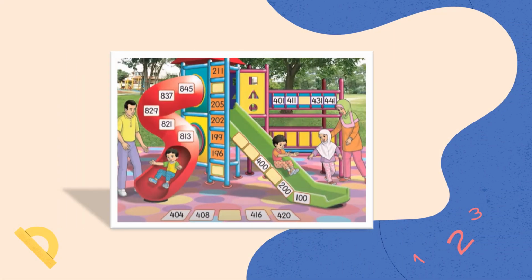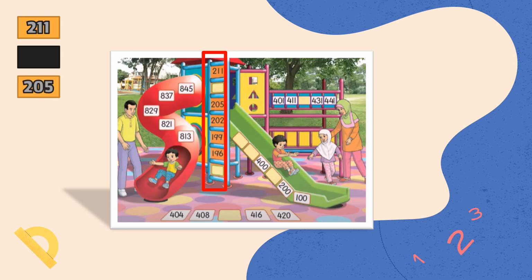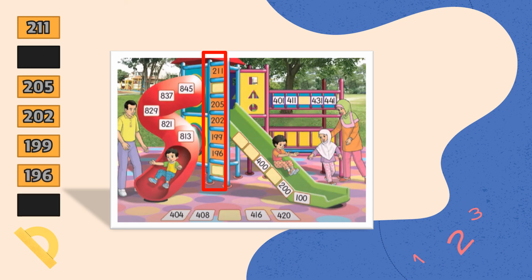Okay, we try this one. Look at the monkey bar. This is the playground. Many number sequences in this picture. First is the sequence of numbers here at the monkey bar. Here we have two missing numbers. How to find it? So first, write down the number 211. First missing number, 205, 202, 199, 196, and the second missing number.